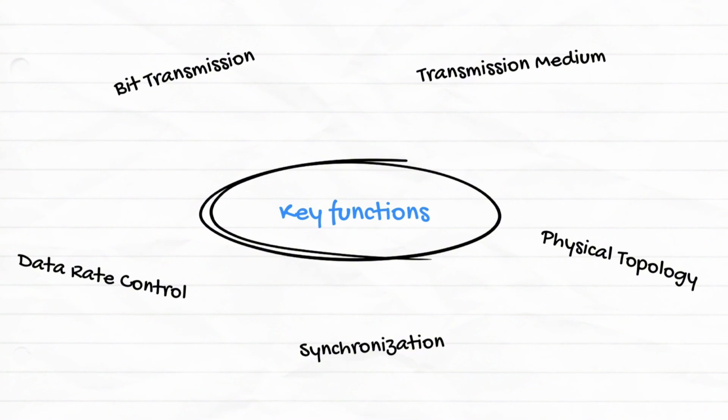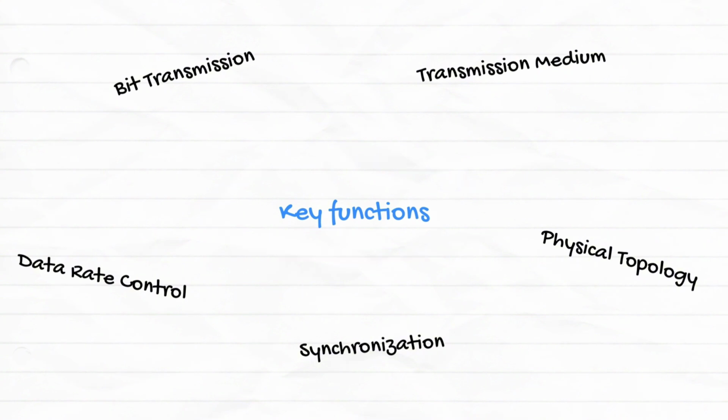4. Physical topology defines the layout of devices in a network, such as star, bus, ring, or mesh configurations. Example: in a star topology, all devices are connected to a central hub. This is common in home networks where multiple devices, like computers, smartphones, and smart TVs, connect to a central router.